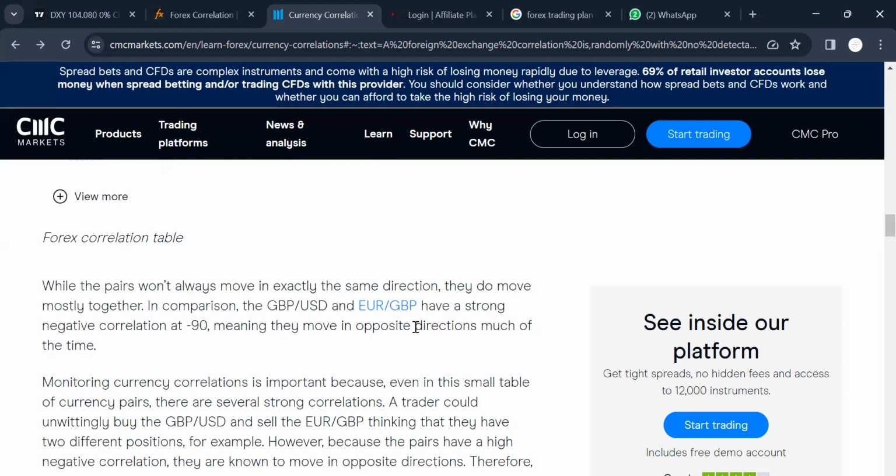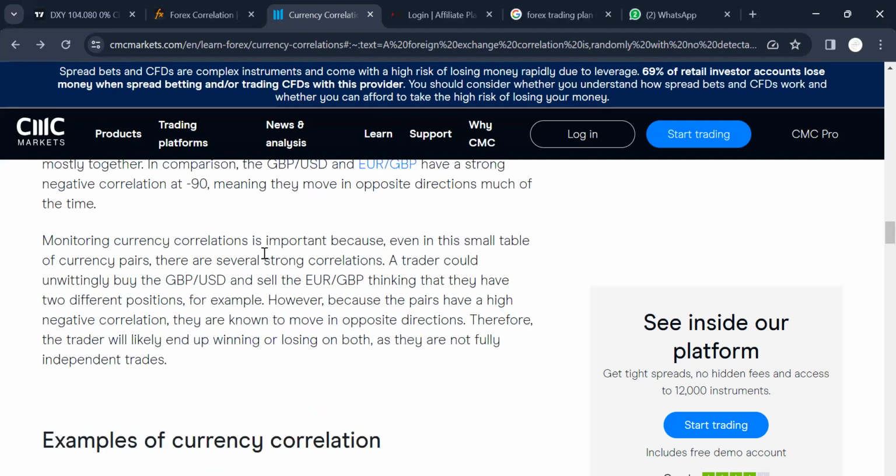When you're trading the two, you always have to make sure that the type of positions you enter on them is different. Buy on one and then sell on the other. Meaning they move in opposite directions. Good, that's what they are even saying: they move in opposite directions most of the time.